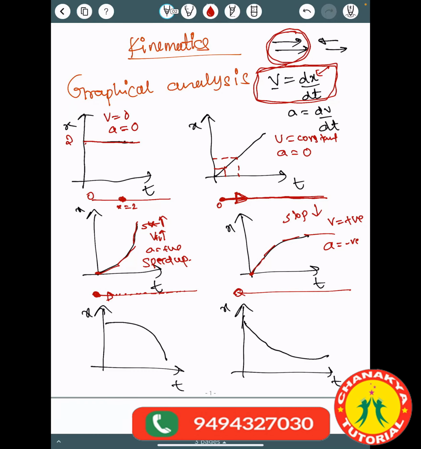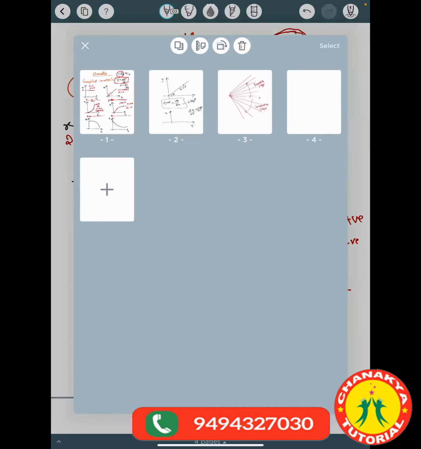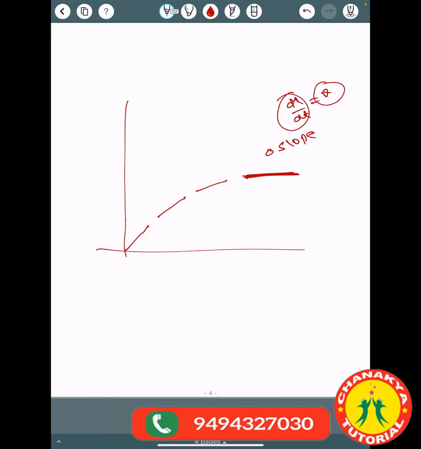See, let me show you. I think you have confusion. In that graph, first the slope was like this, right? Then it is like this. Then it is like this. Then it is finally becoming zero, right? See, a flat line means zero slope. Slope means what? dx by dt, which is nothing but velocity. If slope is zero, velocity is also zero. Got it, sir.